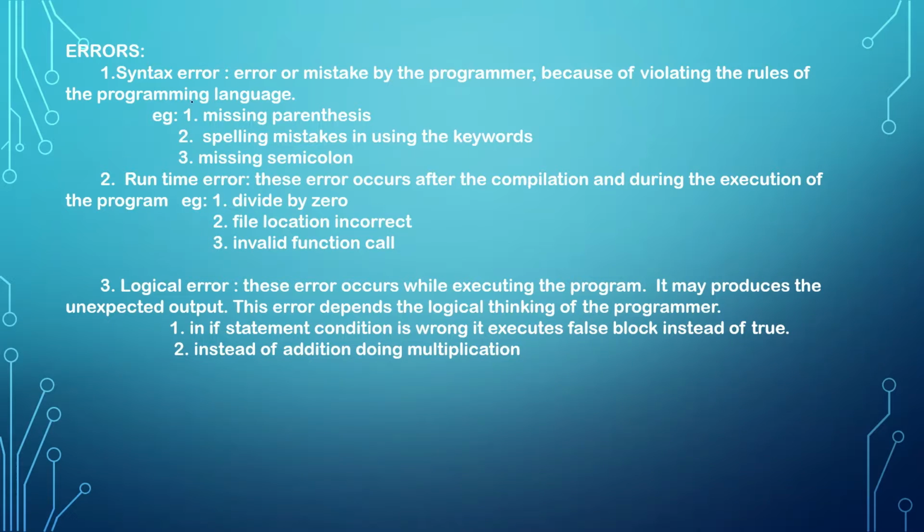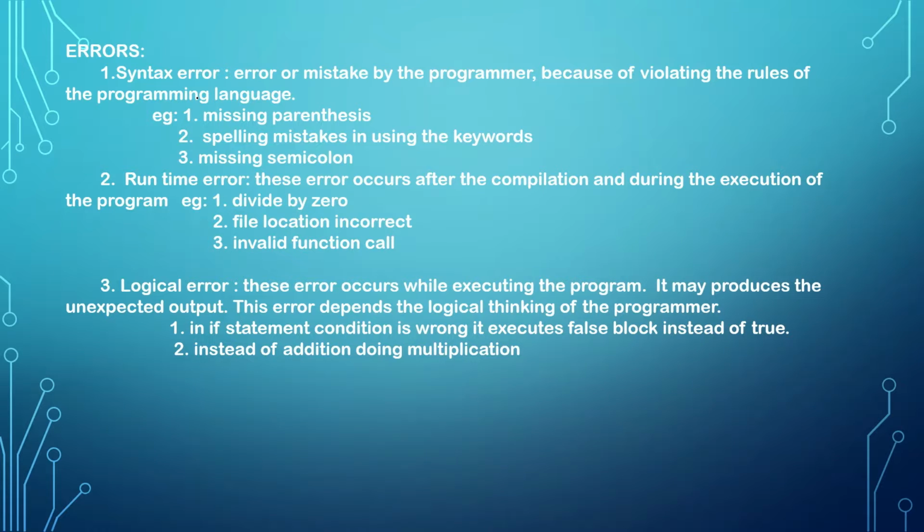So the first type of error is syntax error. This type of mistake is made by the programmer by violating the rules of a programming language, like missing parentheses, missing semicolon, missing commas, misspelling of keywords. All those errors are syntax errors. If there is any syntax error, the program will not be compiled. So it is done by the programmer.